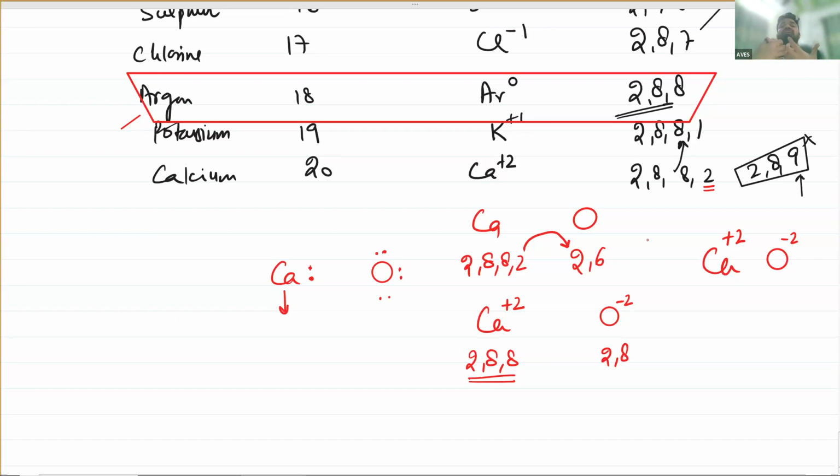Why is the atom losing electrons? Why is calcium losing 2 electrons? In order to attain the stable electronic configuration, that is 2,8. Why is oxygen gaining 2 electrons? In order to attain the stable electronic configuration of the nearest noble gas.